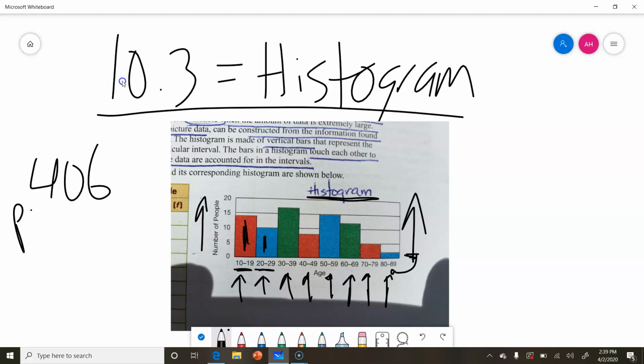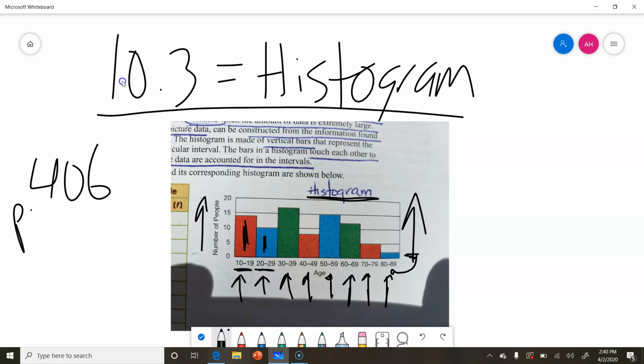Which one has the most? Well, that'd be this one right here, right? The green 30 to 39-year-olds have the most. There's like 16 or 17 of them. So, I hope that makes sense. That's what a histogram looks like. It's a way of grouping numbers.